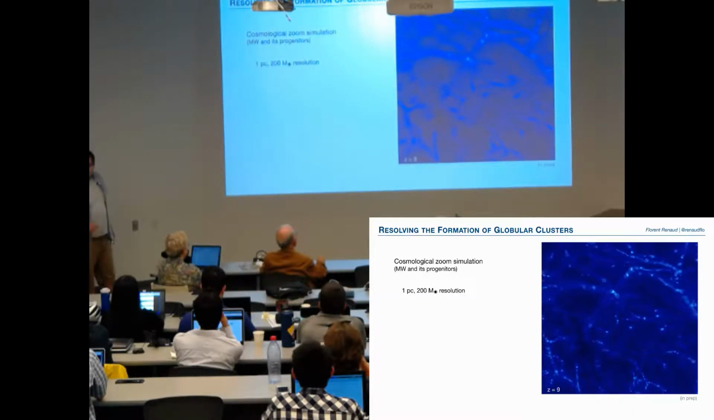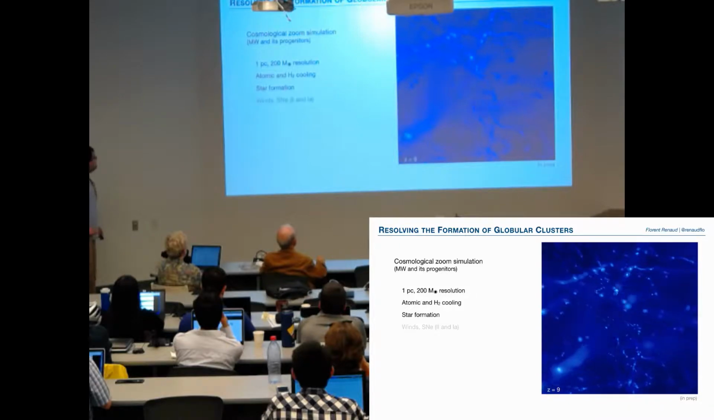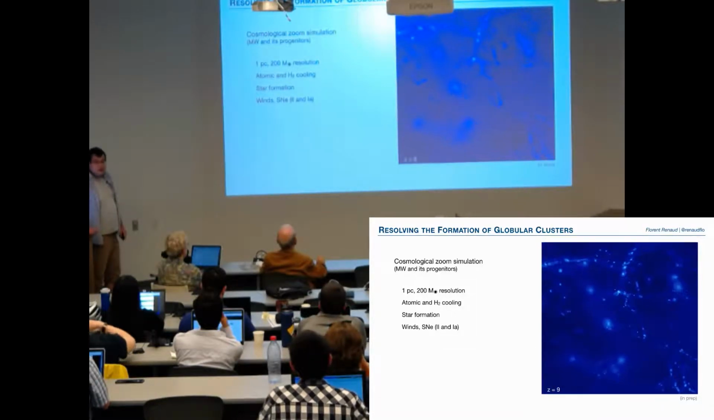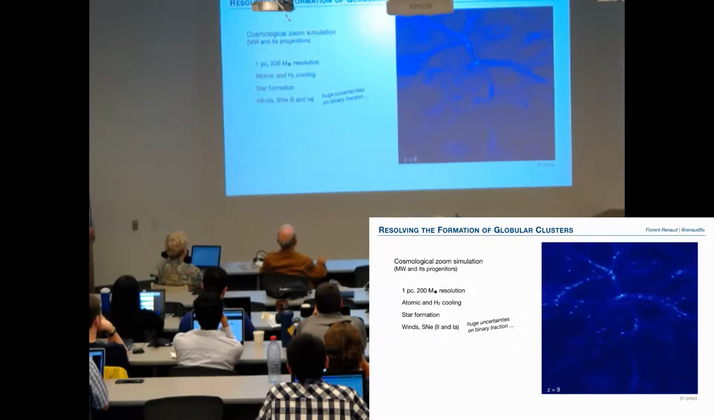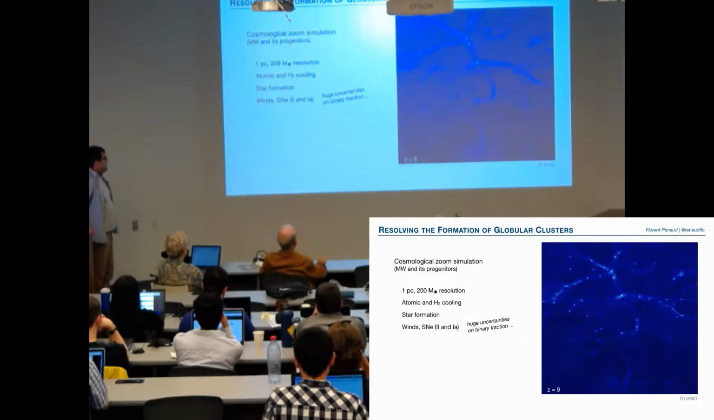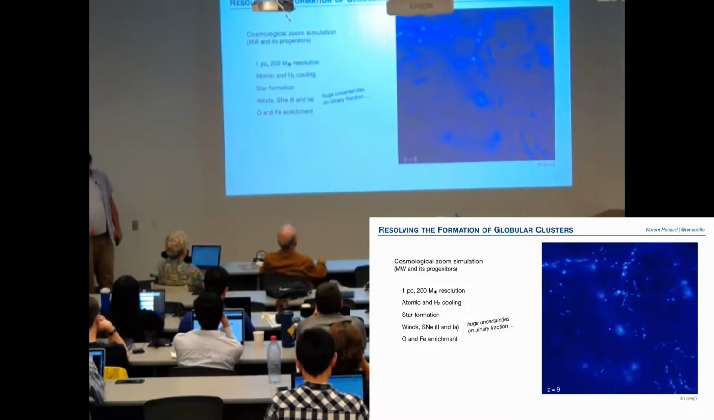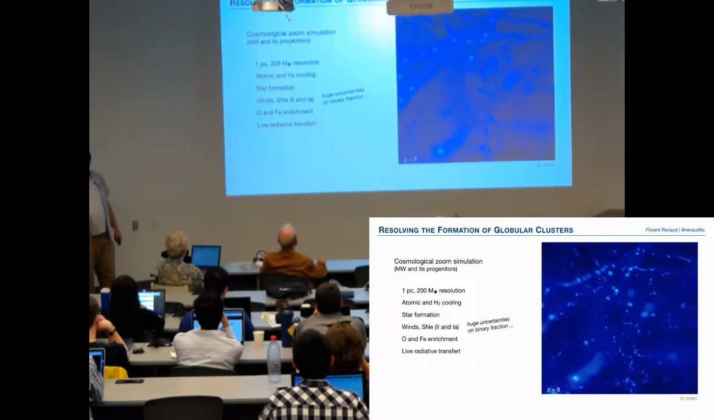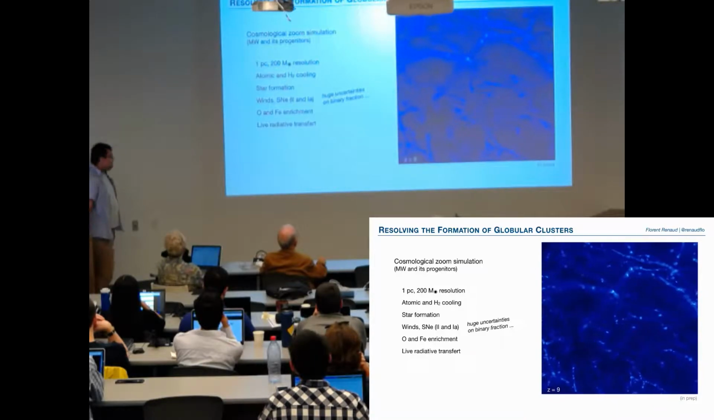It's 1 parsec resolution, 200 solar masses, with atomic and H2 cooling, with star formation, winds, supernovae type II and Ia, with, I want to stress that, huge uncertainties on the binary fraction. That could have a strong importance on the type Ia feedback. We trace oxygen and iron enrichment, and we have live radiative transfer. And this is killing me, because it's so slow.